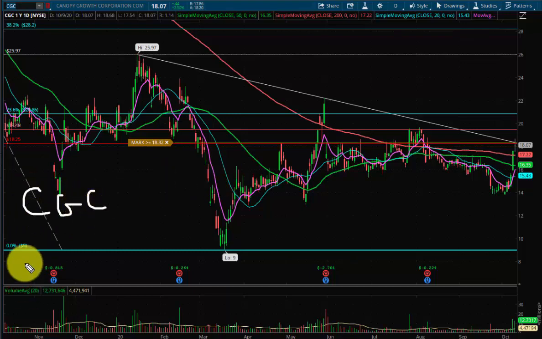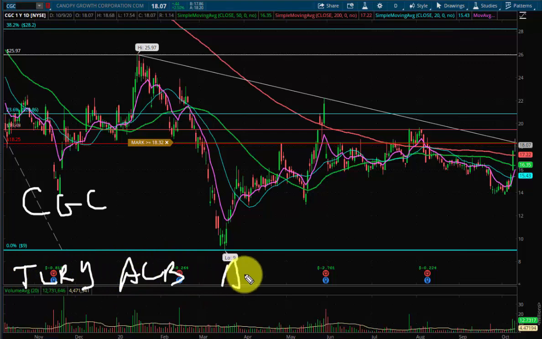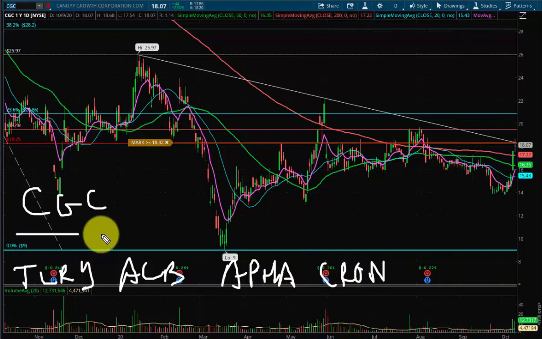Just off the top of my head, there's Tilray, ACB, APHA, CRON. There are a lot. But this is one of the go-to ones because you can use a large size on it, right? It trades pretty high volume, 12 million shares on Friday alone.